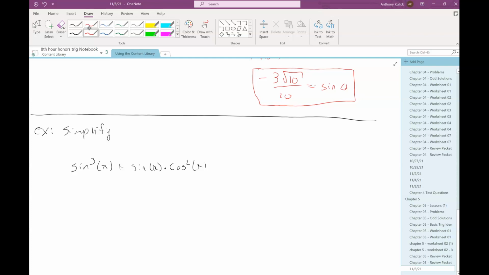Luke, did you see something you wanted to do here? Yeah, you take out sine. Excellent. So if you look, you notice that there's two terms here because you have two things added together, both of which contain a sine x in them. So I would start by factoring out that sine x. When I factor that out, I have sine squared plus cosine squared left. Everybody cool on how I did that factoring there?